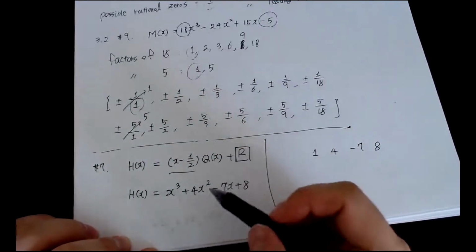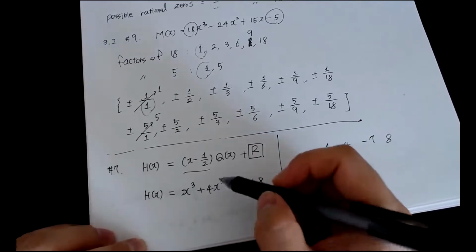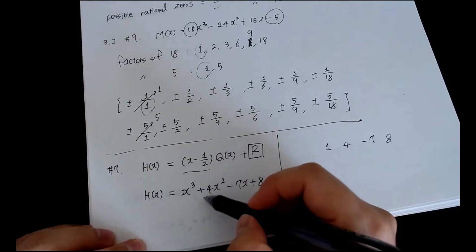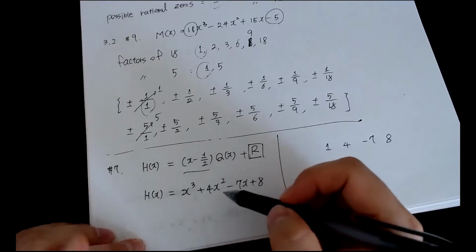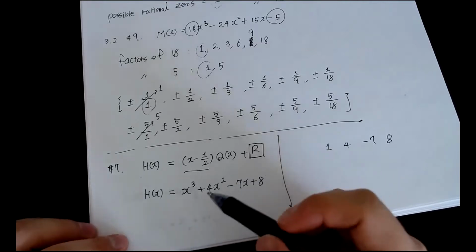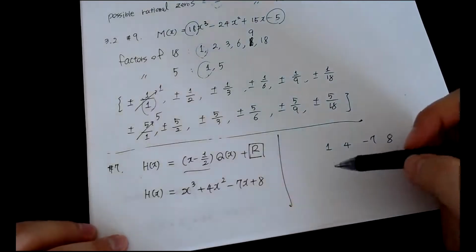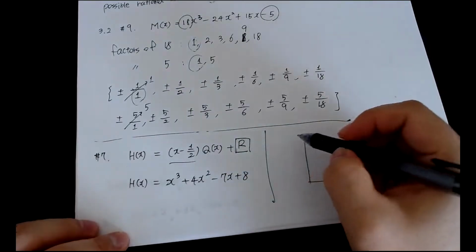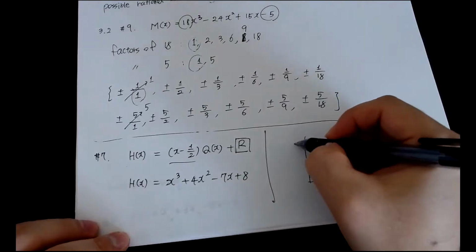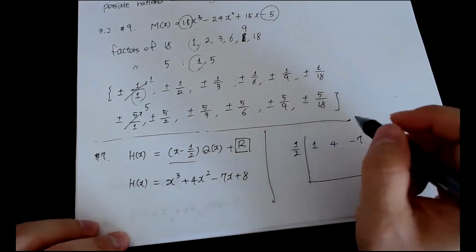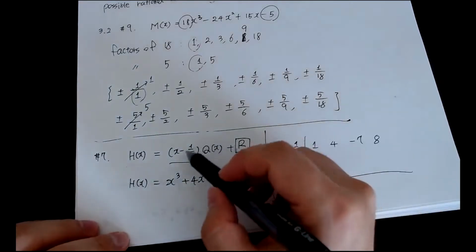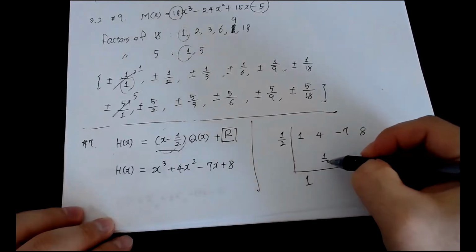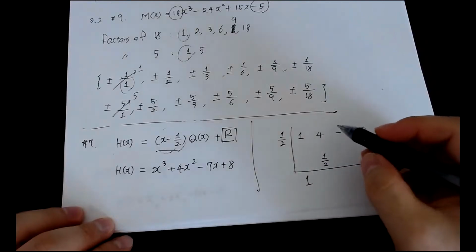Just keep in mind one thing: if there is a missing term, for example if the second degree term is missing, you still have to write the coefficient, which is 0, when you do synthetic division. Okay, and then we just write down 1/2 here. So 1/2 is the number that makes the divisor 0. Okay, so it's 1 and then 1/2. Adding them up, so 9/2.